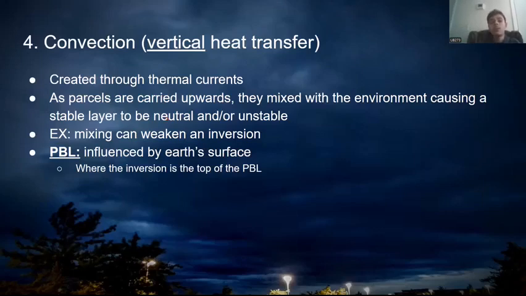Lastly, convection, which is vertical heat transfer. It is created through thermal currents, and as parcels are carried upwards, once again, they're going to mix with the environment, causing a stable layer to possibly end up neutral or unstable. Mixing can weaken an inversion, so that's important to note. And then PBL, we already talked about this. It's the layer that's influenced by Earth's surface, and the inversion is the top of the PBL.